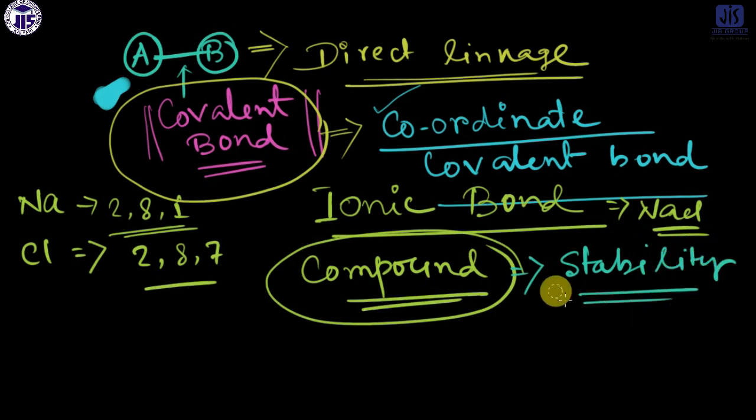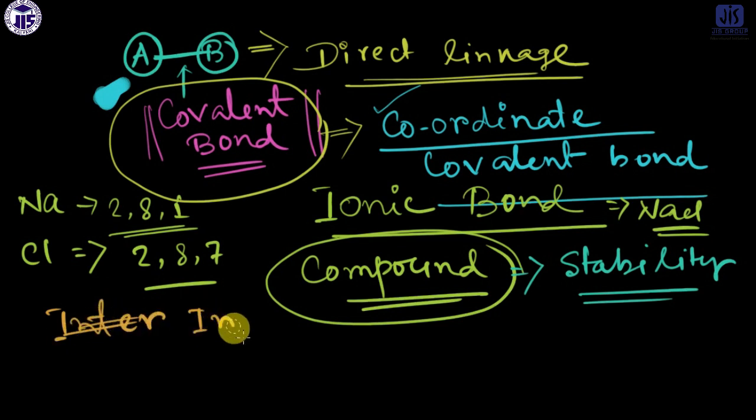So stability means that each and every atom of the universe, or each and every compound, has a tendency to be more stabilized. Each and every system of the universe has a basic tendency to be stabilized. If you think about stability, we know that inert gases are more stable.